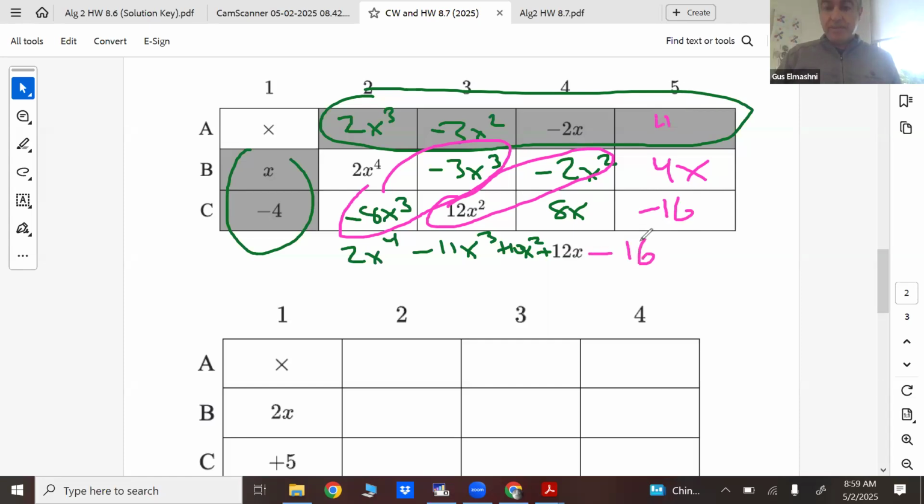So this has to be a 4 now, and negative 16. So what this means, I'll write on the board. Obviously, I'm not doing this in video, but 2x^4 minus 11x cubed plus 10x squared plus 12x minus 16. That's going to be the result when I do this.